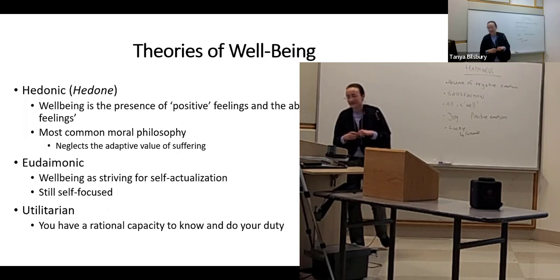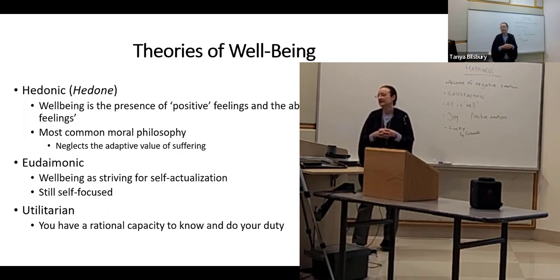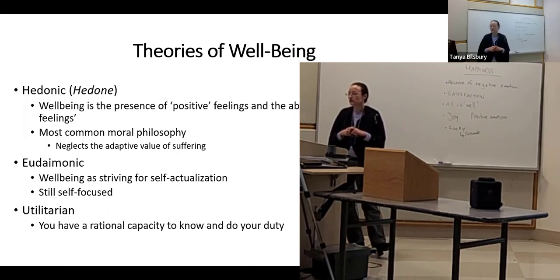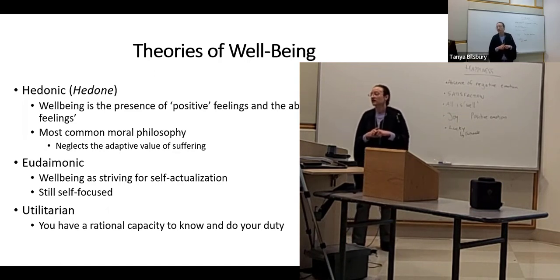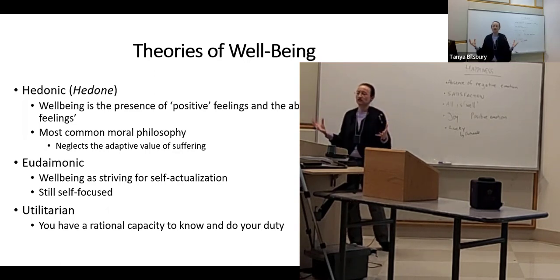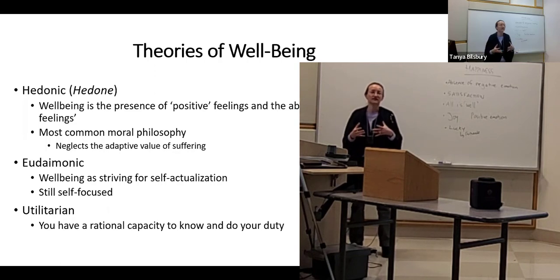And it's not one that's well regarded by moral philosophers. And it neglects the adaptive value of suffering. Your negative emotions are part of a healthy emotional life. And if you were to abolish them, I don't know that anything would be better. Then there's eudaimonic well-being, and that's your theory of well-being as constant striving for achievement, for self-actualization, to be everything that you can be.